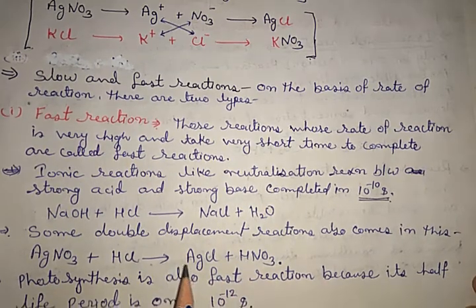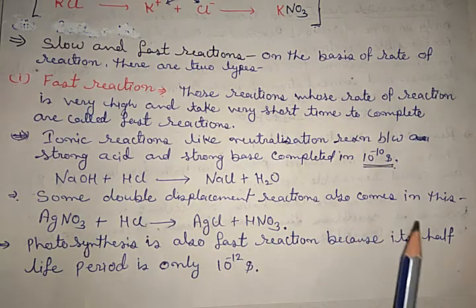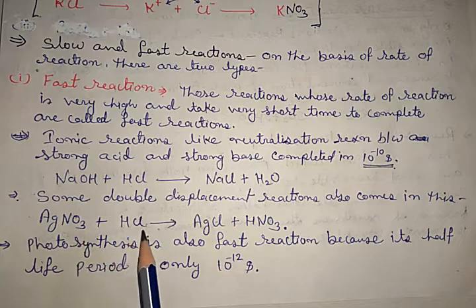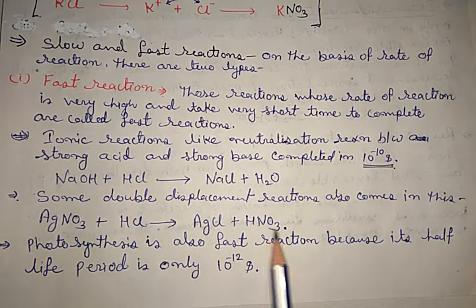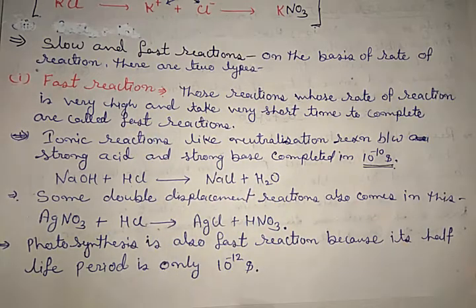Some double displacement reactions also come in this category, like silver nitrate AgNO3 combining with HCl and making silver chloride AgCl and HNO3. That is also an ionic reaction, which comes in the category of fast reaction.